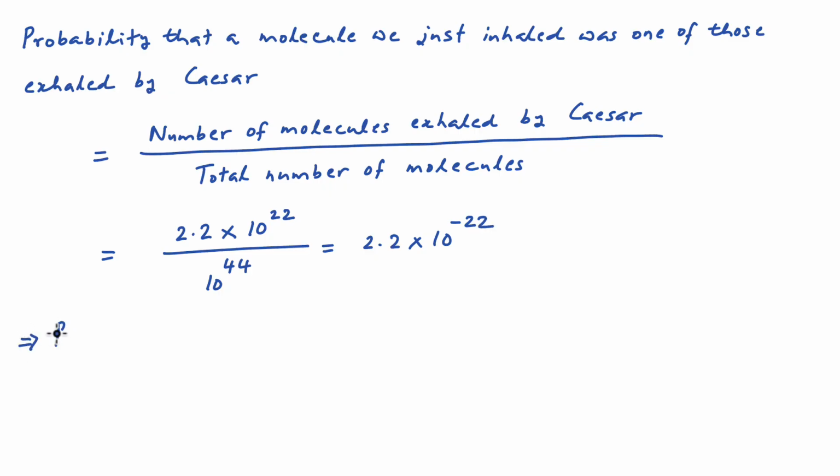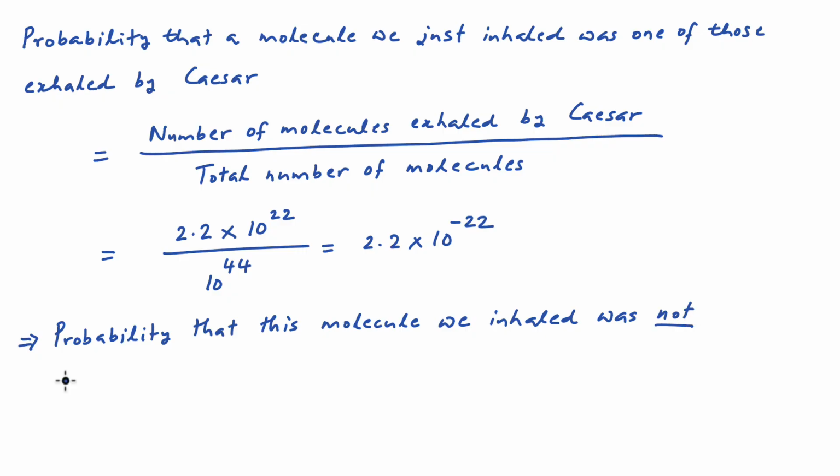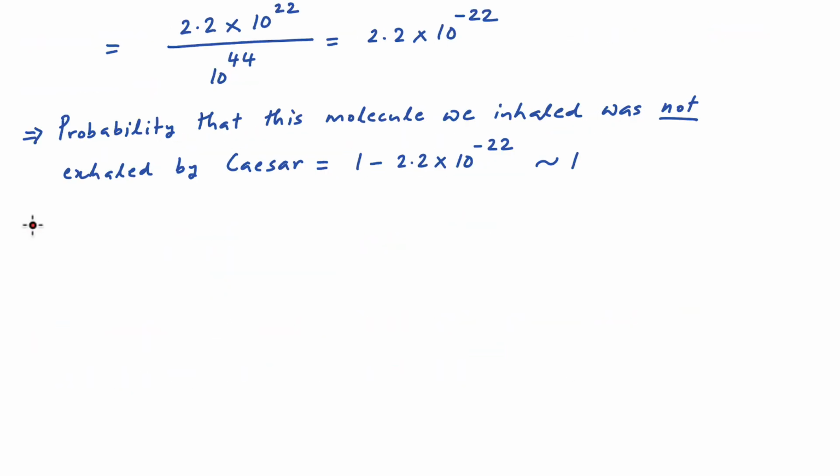Therefore, the probability of the complementary event that this molecule we inhaled was not exhaled by Caesar is equal to 1 minus 2.2 into 10 raised to the power minus 22, which is approximately equal to 1. So far, so good. But remember that this is for just one molecule that we inhaled. Now, say for a minute, assume that we inhaled 2 molecules.